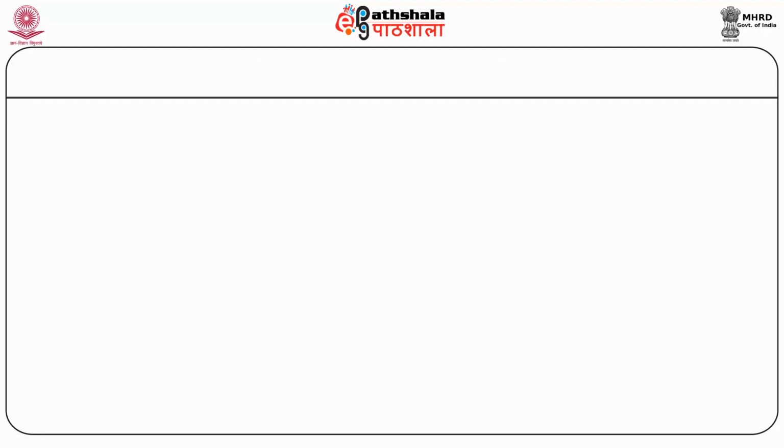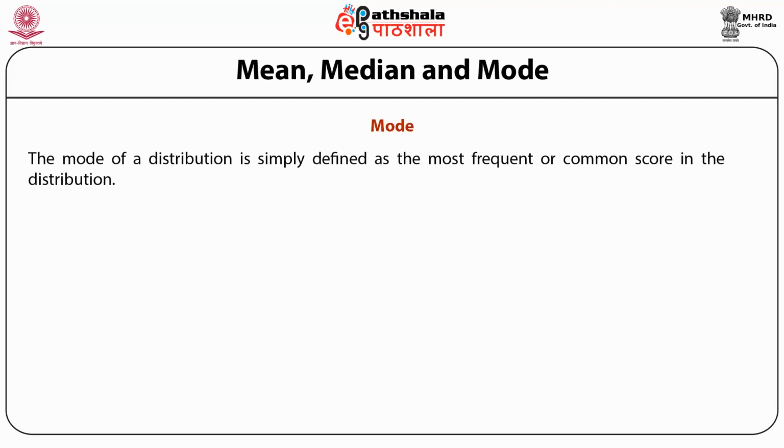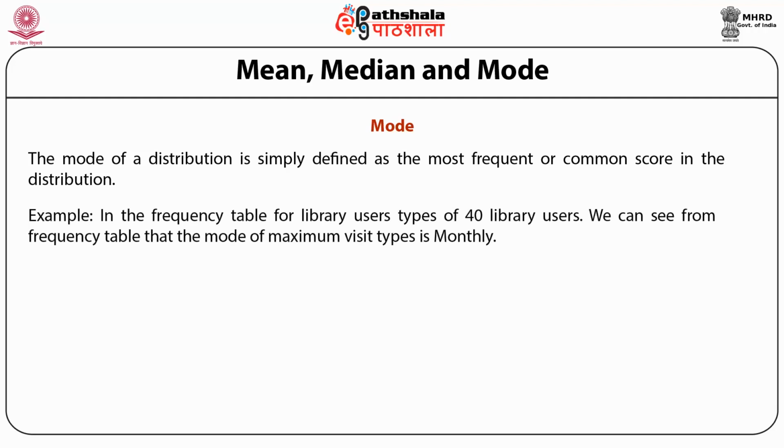There is a term, central tendency, in statistics. Three measures of central tendency are most important: mean, median and mode. Mode of a distribution is simply defined as the most frequent and common score. So in the last example of 40 library users, we can see that the monthly and the regular users are the most frequent visitors in the library, of which monthly users have the most number of visits. So that becomes the mode for this particular scale.